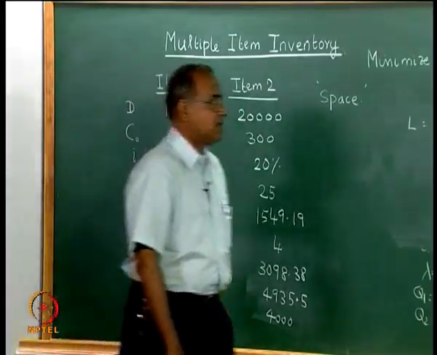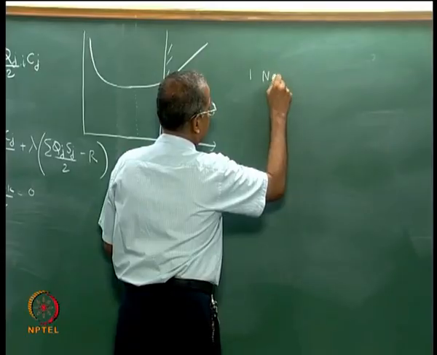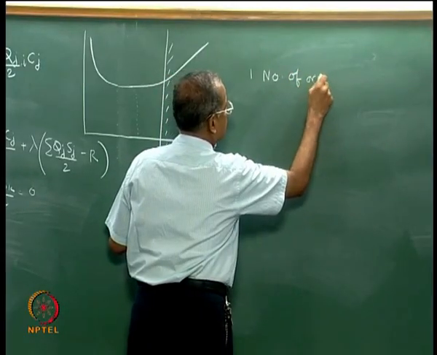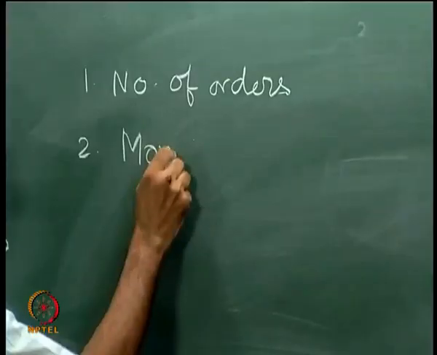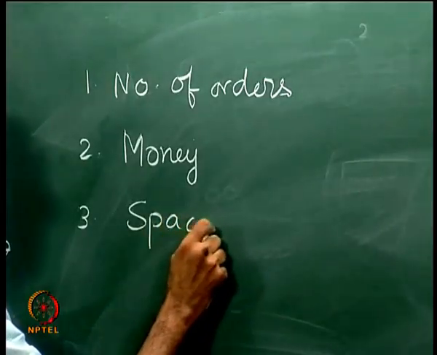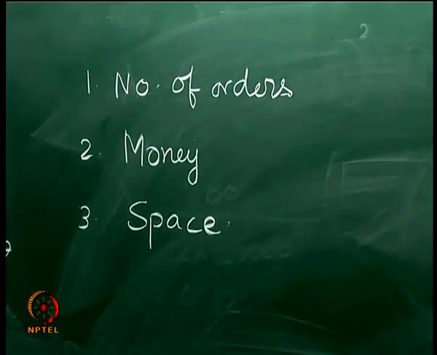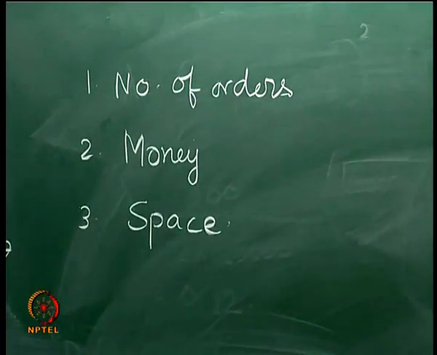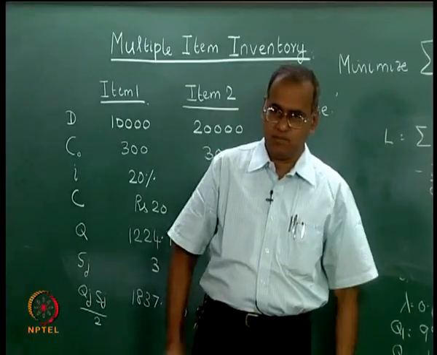One is the constraint on the number of orders. The second is on money value and the third is on space. And we derived three different, or we solved the problem for three different instances individually. We did not look at two constraints at a time.